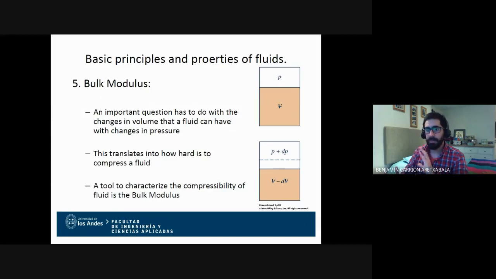Related to pressure, we have the bulk modulus. We said at the beginning that we have two types of fluids, right? We have liquids and gases. And the main difference is that liquids, you can't compress them. To put that into a more formal definition, you have the bulk modulus. And the bulk modulus tells you how much a change of pressure can change your volume as a relative value. Okay, so if you increase the pressure on the fluid, how much the fluid is going to compress or expand.